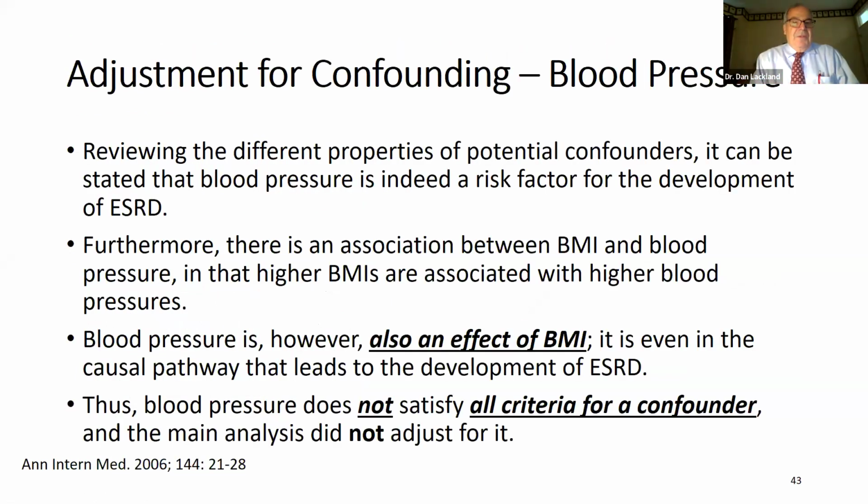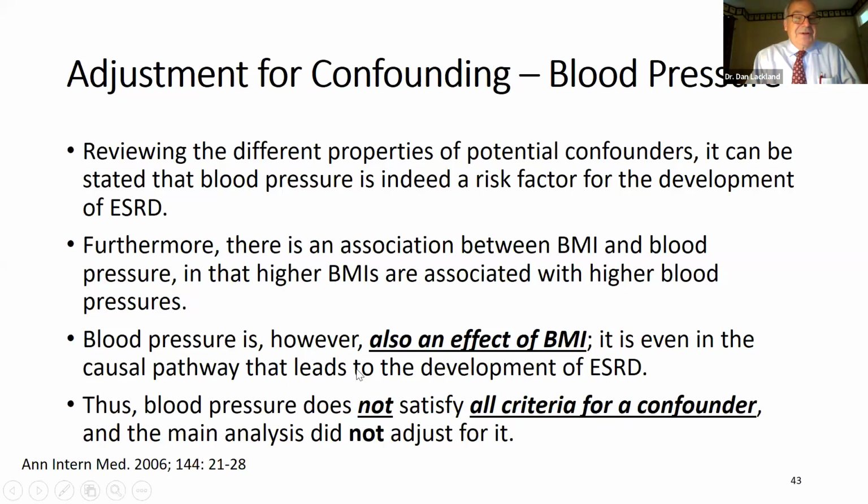So we review the different properties for potential confounders, as should always be done, because you want to make sure what you're putting in. In this case, it can be stated that blood pressure is indeed a risk factor for the development of end-stage renal disease. Okay, we have that. Further, there is an association between body mass index and blood pressure, in that higher body mass index is also associated with higher blood pressures.